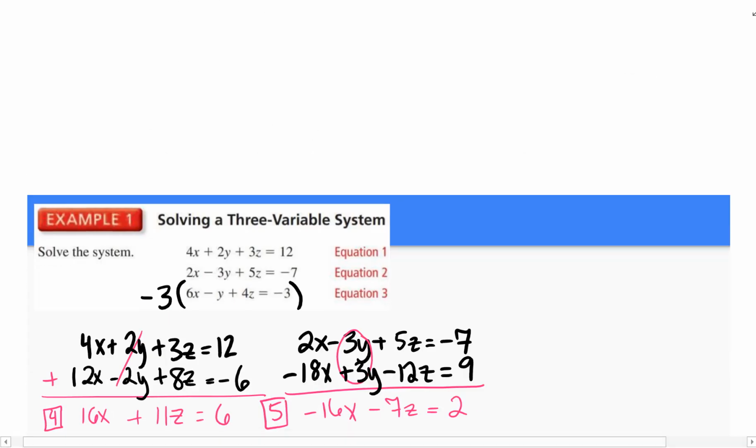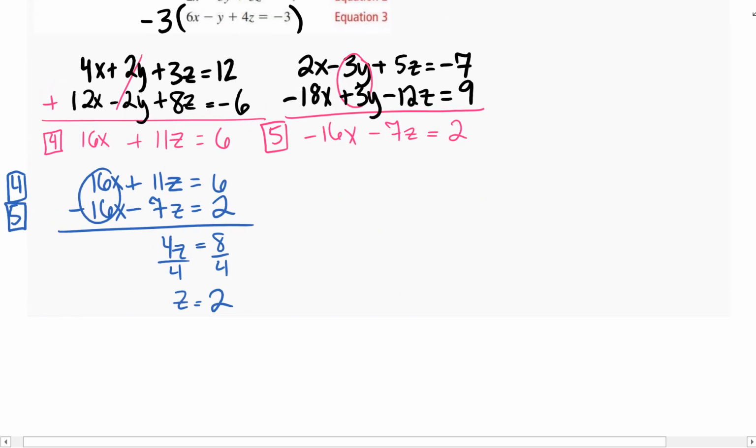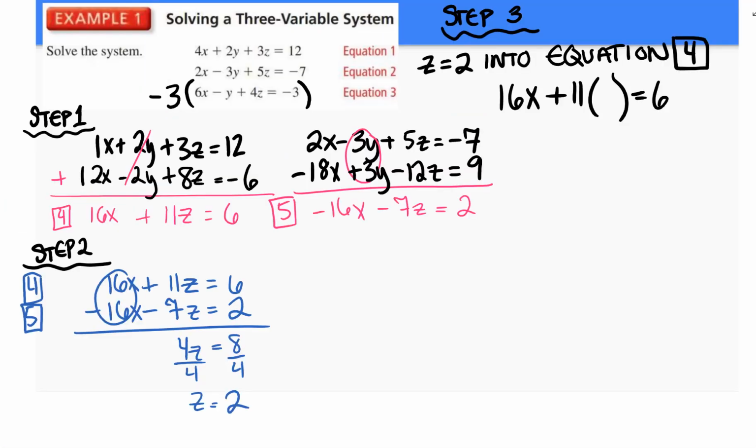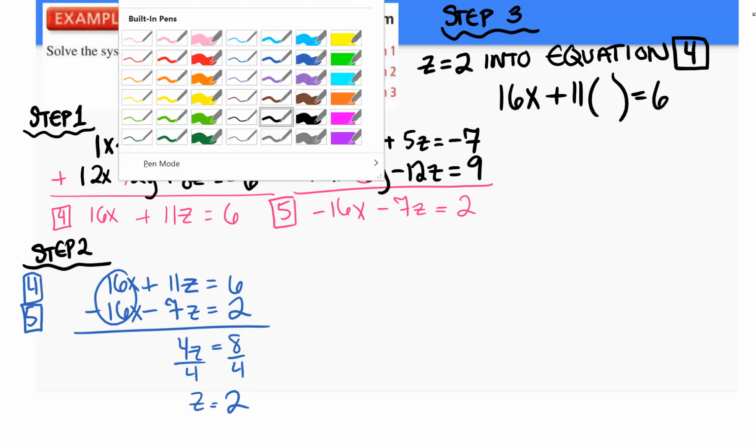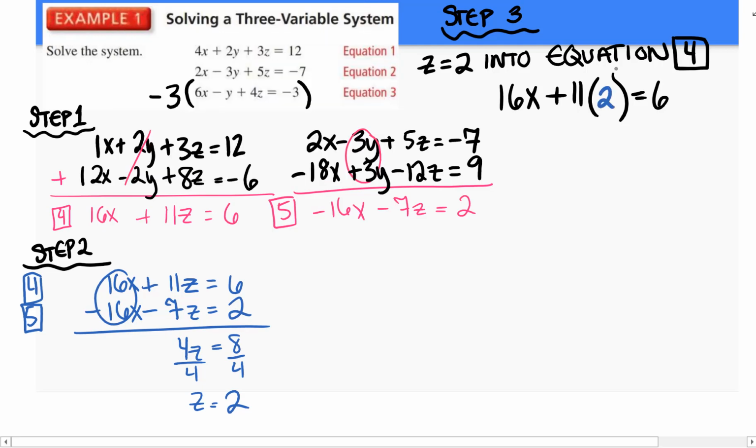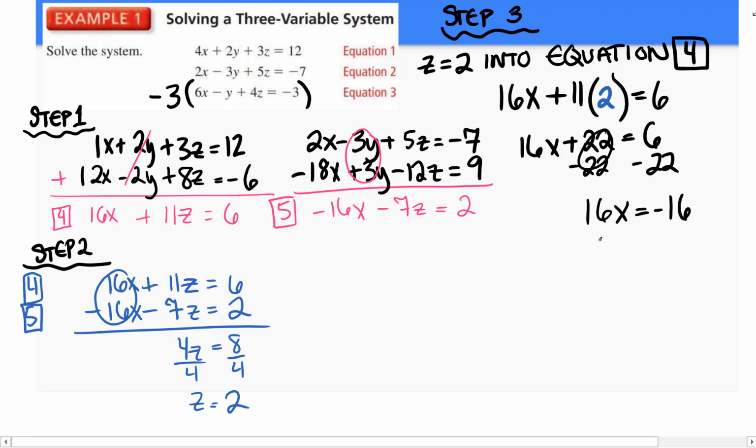So not quite the original equations, but into either equation 4 or 5 is how we're going to plug in z equals 2 in order to solve for x. I'm going to use equation 4 because it has less negatives, but it doesn't matter. Plugging in z equals 2 into equation 4 gives me 16x plus 11 times 2 equals 6. Let's solve for x. And our final answer for x is -1.